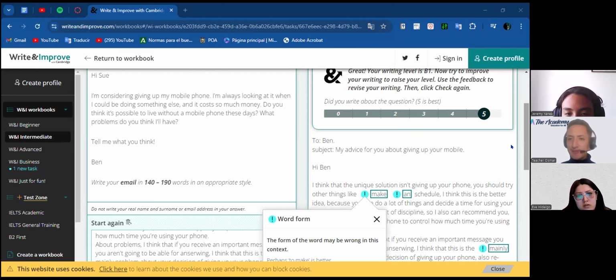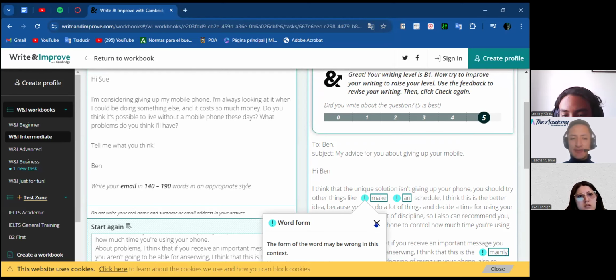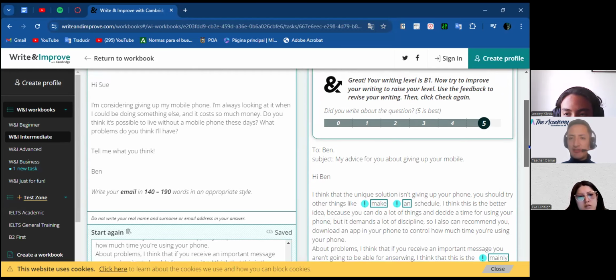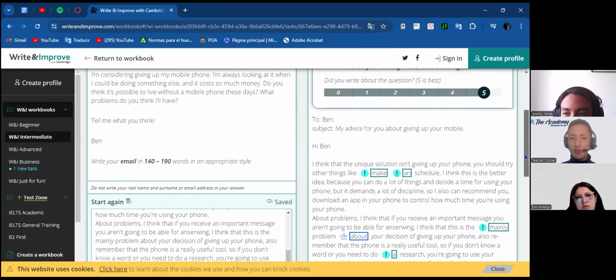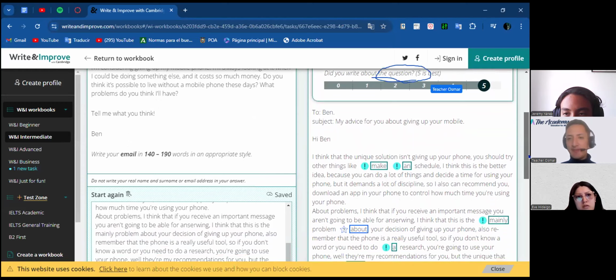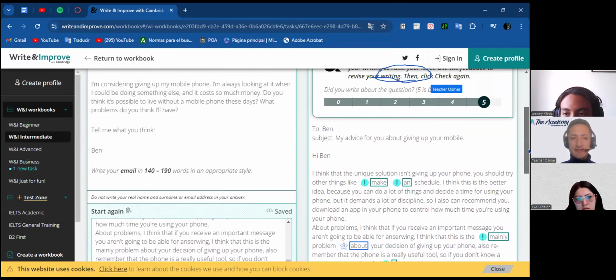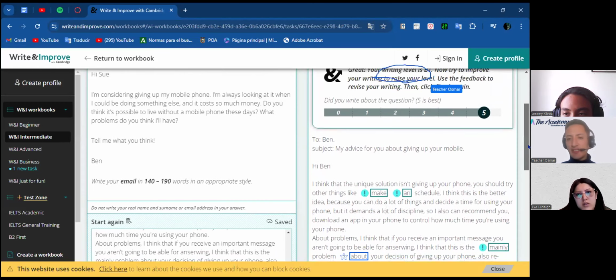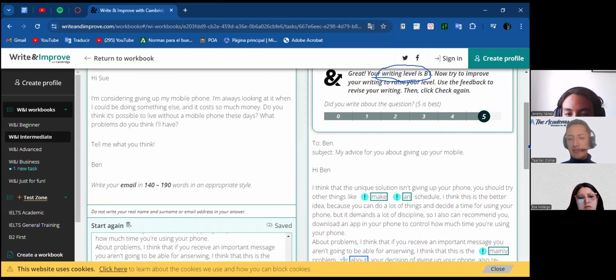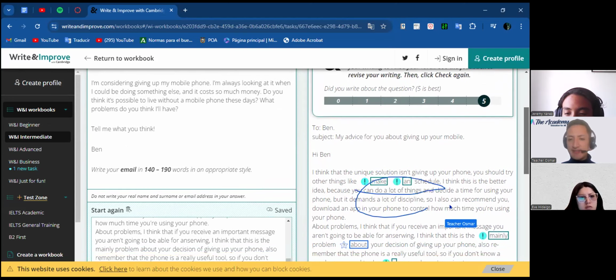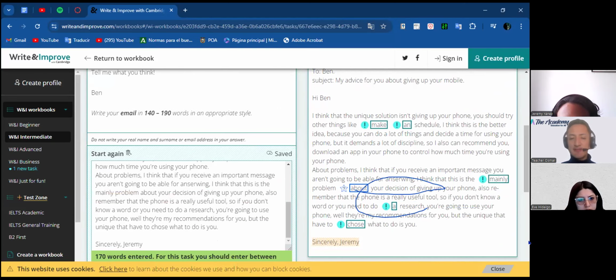Okay, excellent. So congratulations. As you could see, take a look, Jeremy, your grading level is B1. Okay, so that means that you did it very, very well. So let's identify. Remember, here you have some little corrections that you can make. Okay, whenever you see this, it means that there is something that you may change. Okay, so let's read about it.